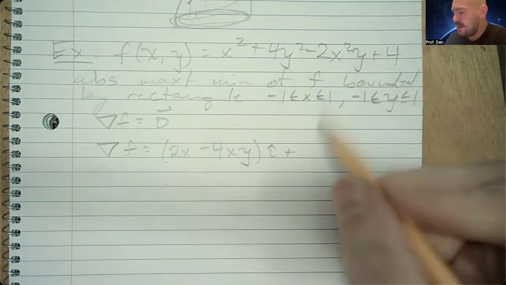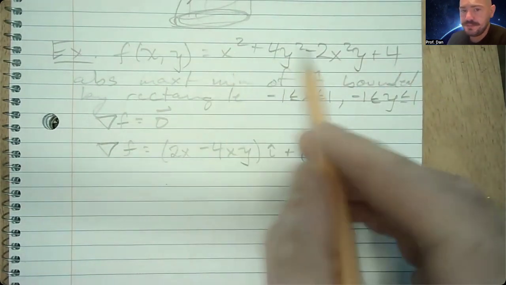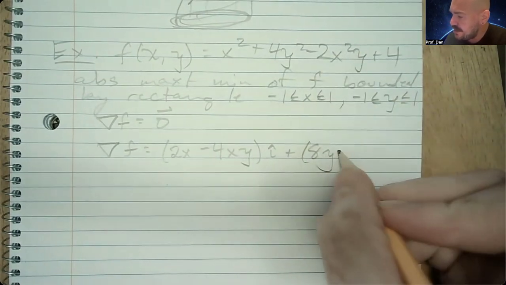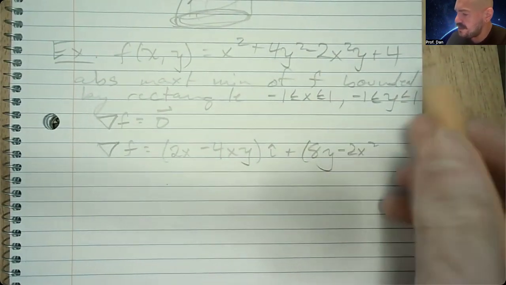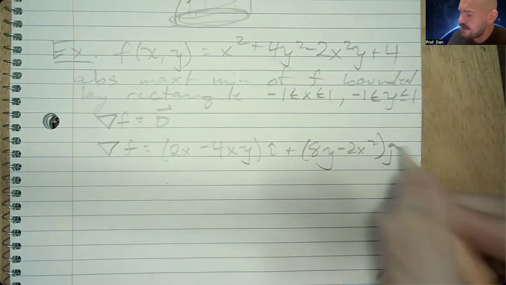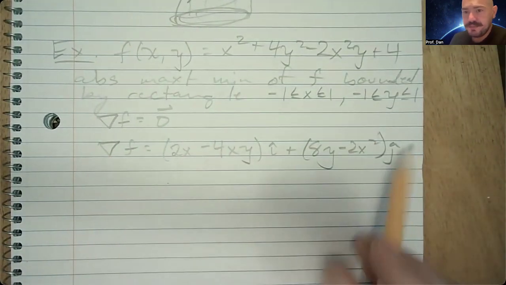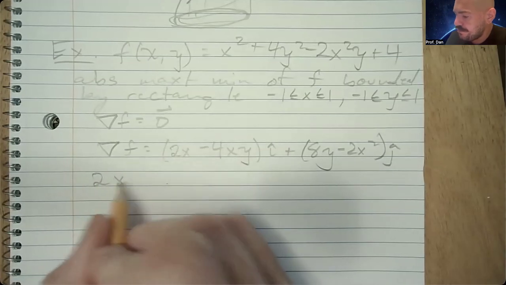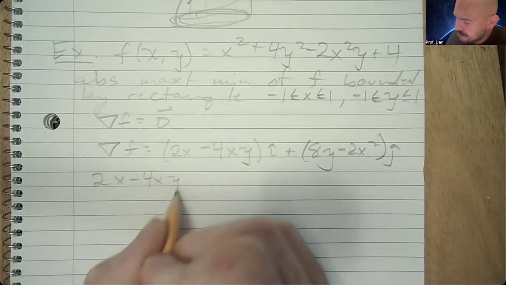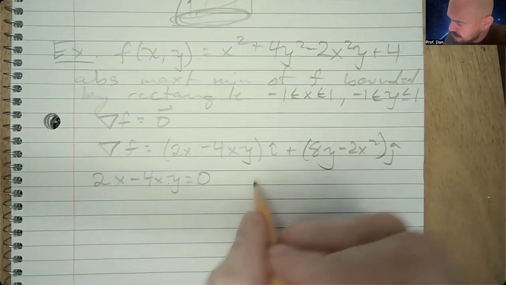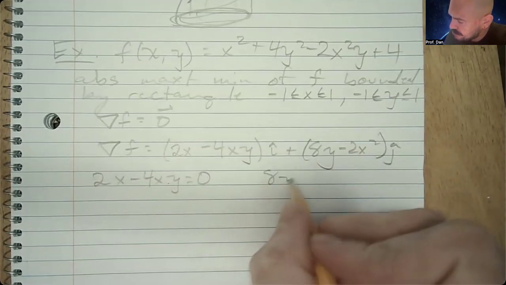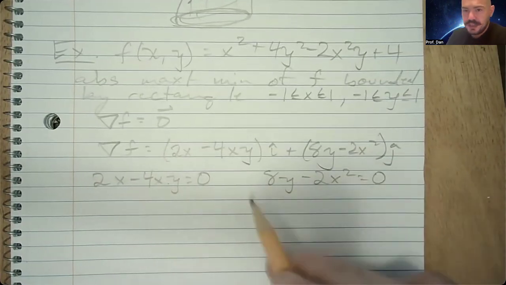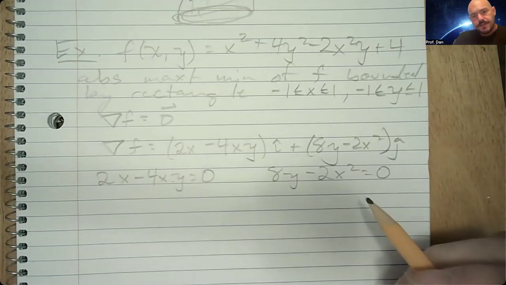Differentiating with respect to y, I get 0, 8y, 2x squared, and 0. So now I've got my gradient. If I set each component of my gradient equal to 0, I get a system of equations to solve.